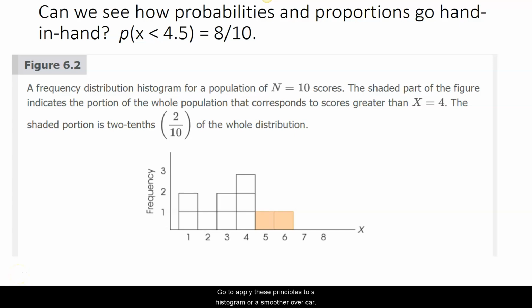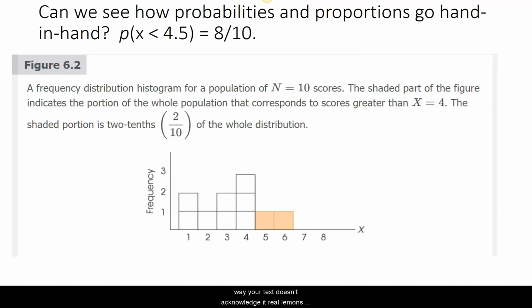Let's apply these principles to a histogram or a smoothed over curve that we know as the normal curve. So for instance, can we see how probabilities and proportions go hand in hand here? If I were to ask what proportion or what probability of values are less than 4.5, using the upper real limit of 4.5 here, you can see that it's 8 out of 10, and only 2 out of 10 are above 4.5. So I can dissect it in that way fairly easily. That's no problem at all.